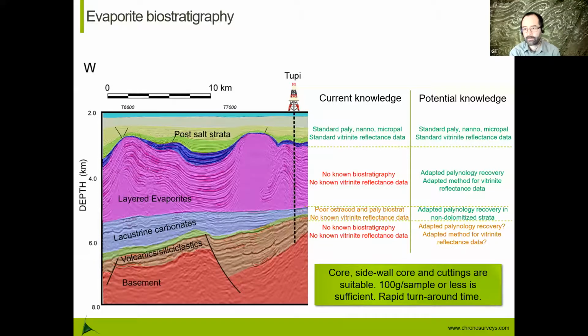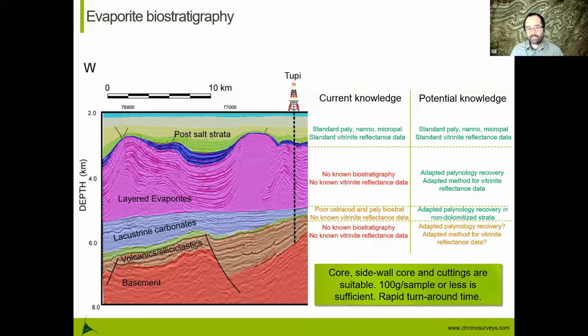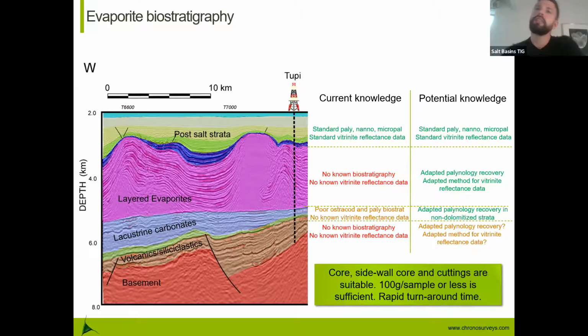Yeah. What about the African margin, the conjugates? That would be interesting as well, but there are not that many wells drilled. So I think, at least in theory, it would be easier to find a well which has enough samples that can be processed for palynology in this case. But yes, of course, the conjugate margin would also be an interesting application of this. Yeah. Cool. Thank you.